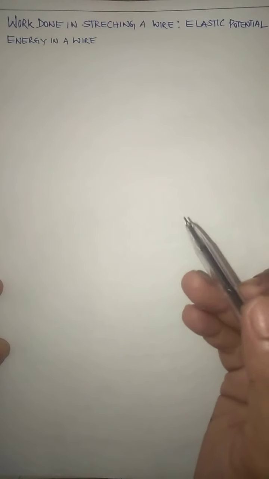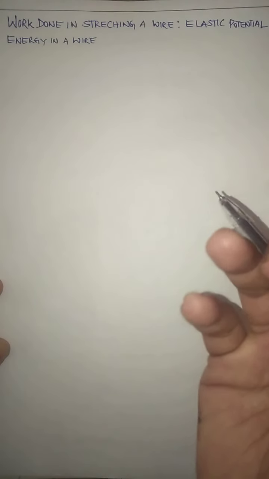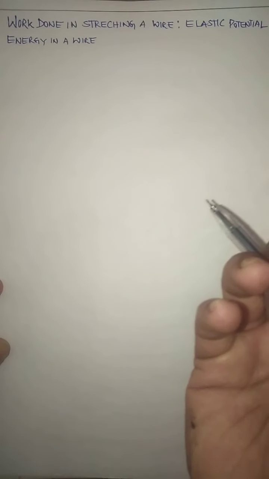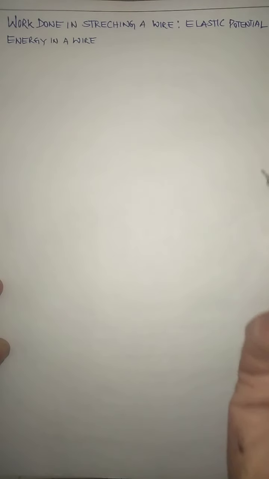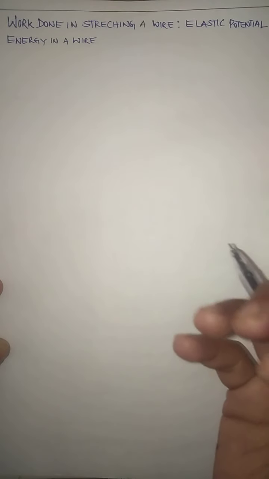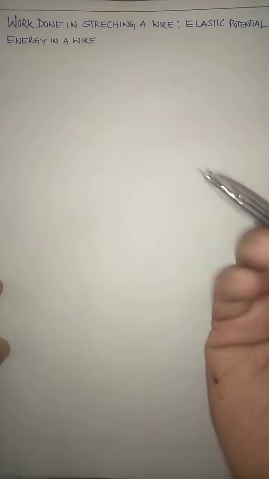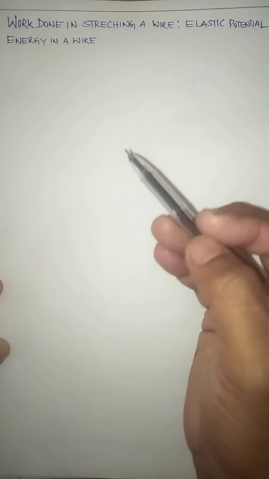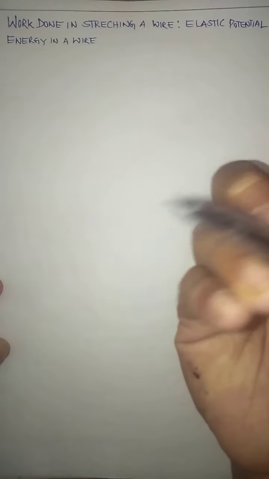Now why it happens is because every wire is made up of molecules. In between the molecules there is always intermolecular force of attraction. But when you apply some amount of external force on the wire so that the wire gets stretched, then we do work against the attractive force. And this work is done against the interatomic force, or we also call it intermolecular force.